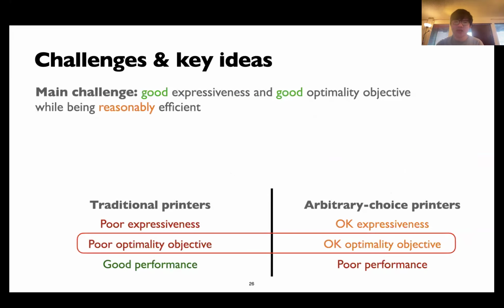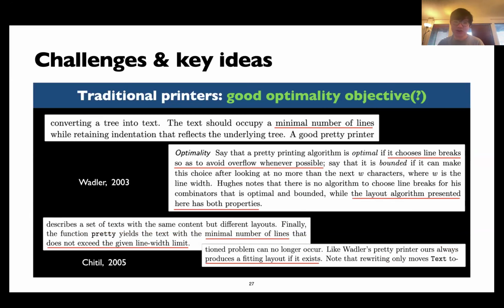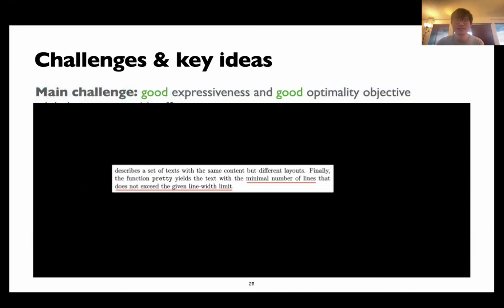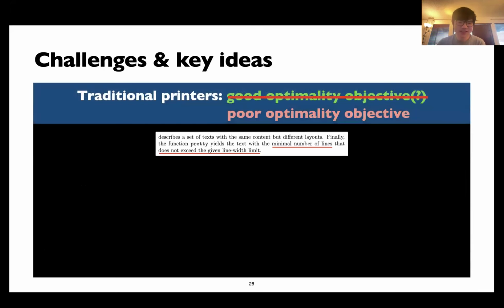Well, traditional pretty printers have a poor optimality objective, but if you take a look at the literature, you would find that it says the opposite. It says that traditional pretty printers have a good optimality objective. They produce text with the minimal number of lines while not exceeding the page width limit whenever possible. That's really great. It turns out that that's not actually true.